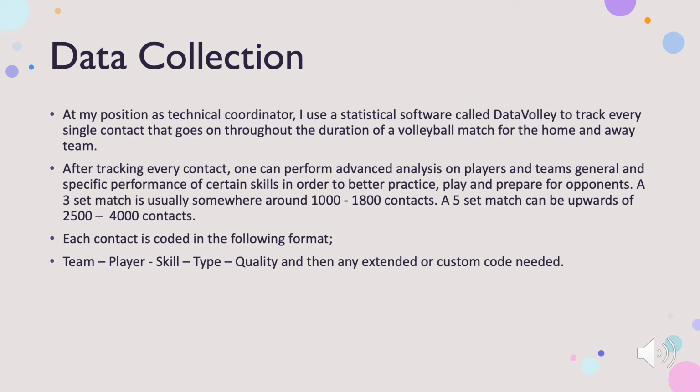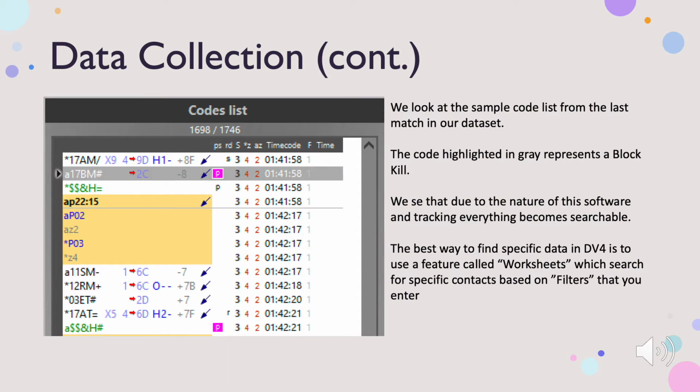A 3-set match is usually somewhere around 1,800 contacts. A 5-set match can be upward of 4,000 contacts. Each contact is coded in the following format: team, player, skill, type, and quality. This is sample code from the last match in our dataset. The code in gray represents a block kill. We see that due to the nature of the software, tracking everything becomes searchable.